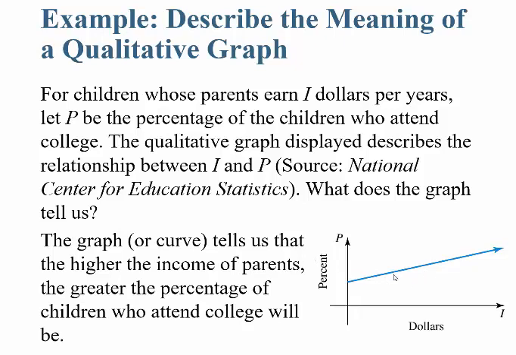All right, so the graph or this curve tells us that as income goes up, the relationship is also telling me P goes up. It says a greater percentage of the children will attend college. So as income rises, a larger percentage will attend college. And I think that makes sense. And that's all this graph is showing, all right? That as income rises, the percentage of children who go to college also rises. That's all a qualitative graph does. It takes what we thought the relationship was between I and P, income and percentage who go to college, and shows it in some type of graphical relationship.